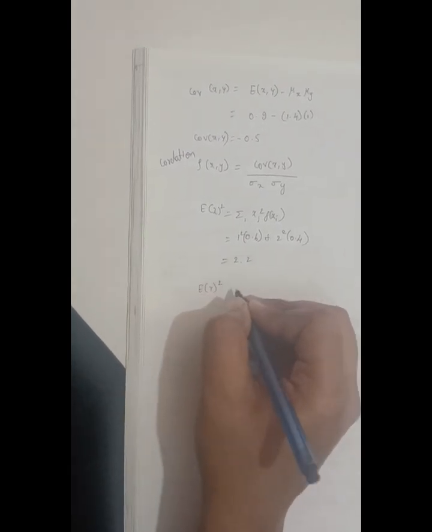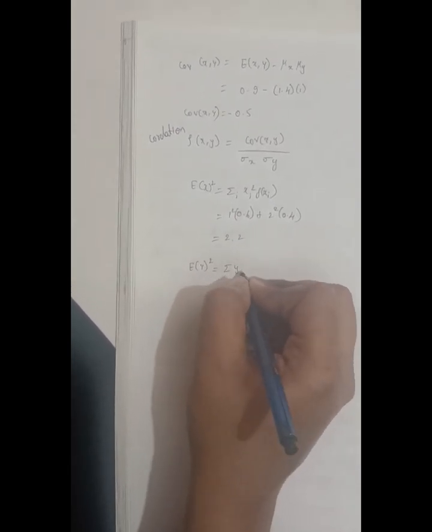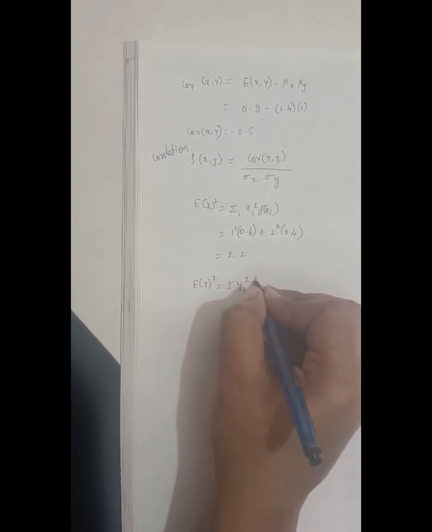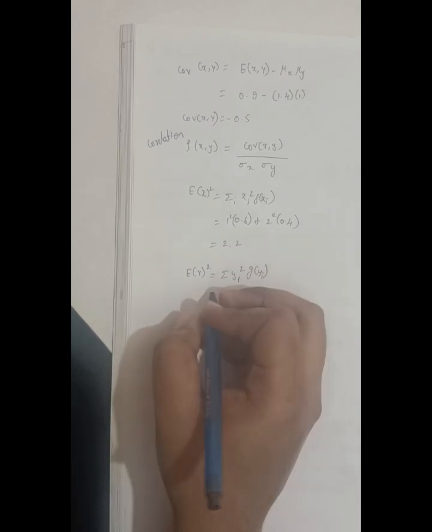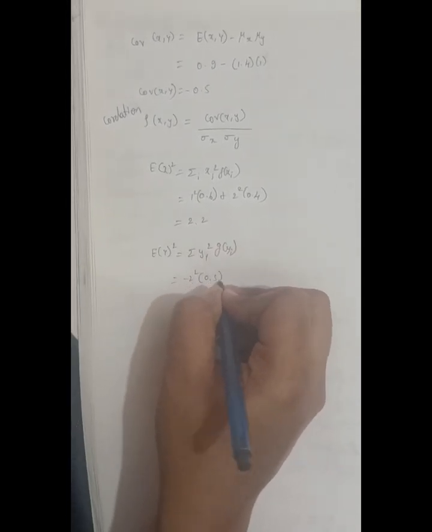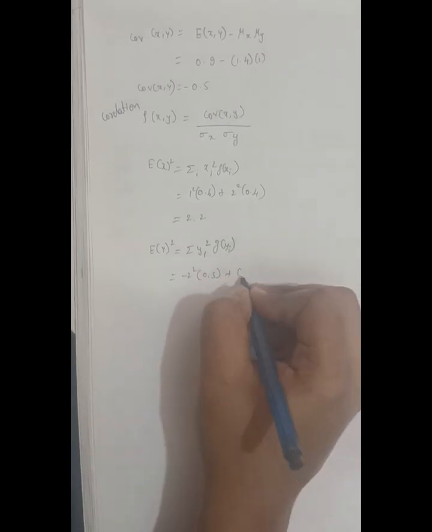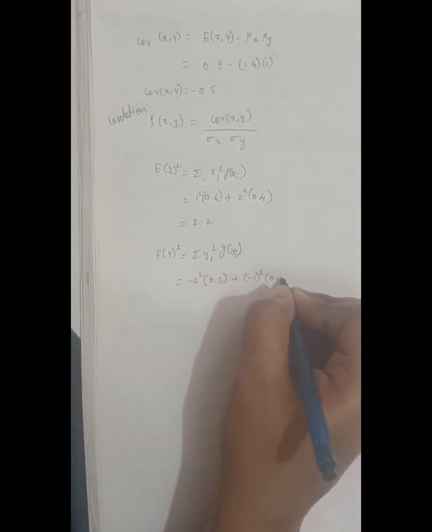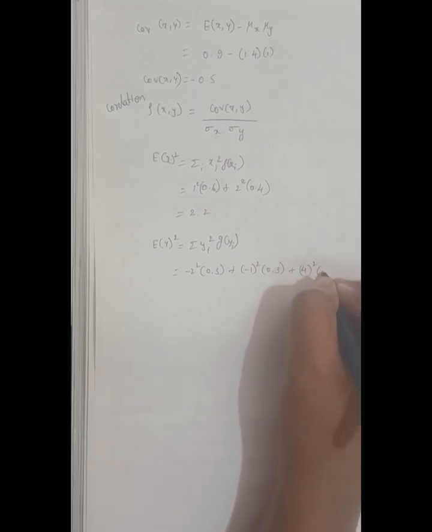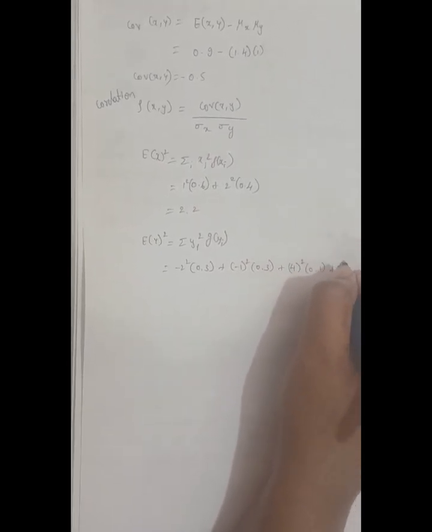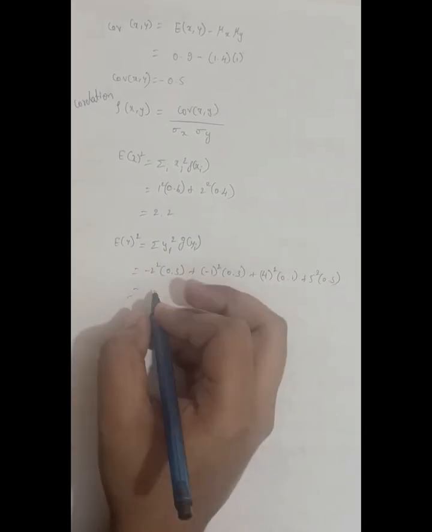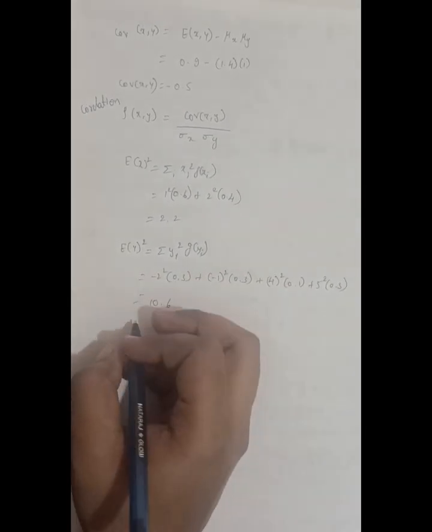E of y square is equal to summation yi square g of yi, which is minus 2 square into 0.3 plus minus 1 whole square into 0.3 plus 4 square into 0.1 plus 5 square into 0.3. Simplifying this, we get 10.6.